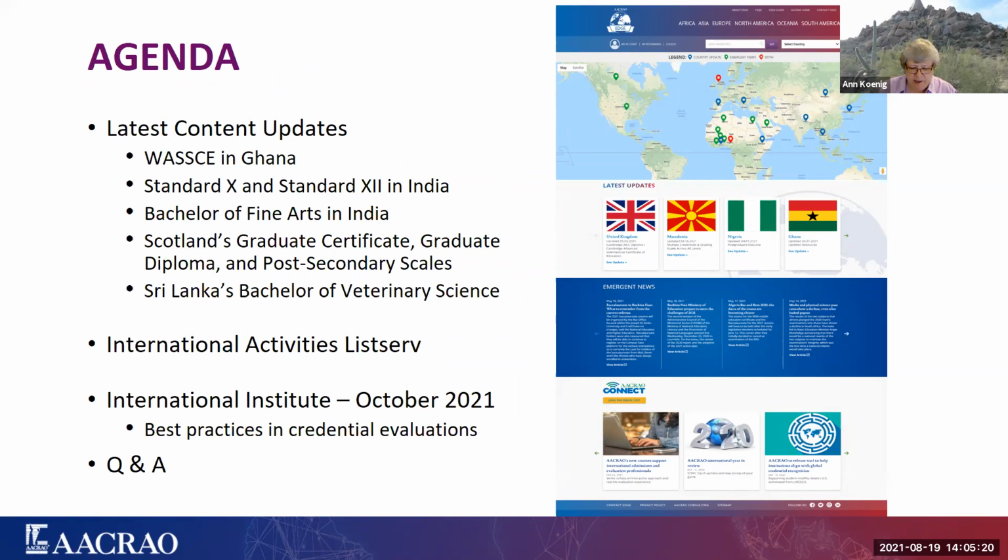Our agenda for today's meeting: we spent some time in the last month looking at changes in Sri Lanka. We'll look at those, and also Ghana. We have some new information about India, and we have some information about Scotland. We also want to mention some changes in our international activities listserv, which is now a Google group with a new email address, and also that our International Institute has been changed to October and registration is now open. And then we'll have time at the end for questions and answers.